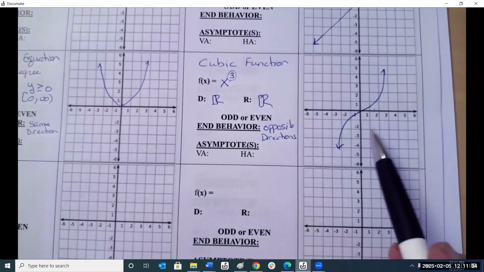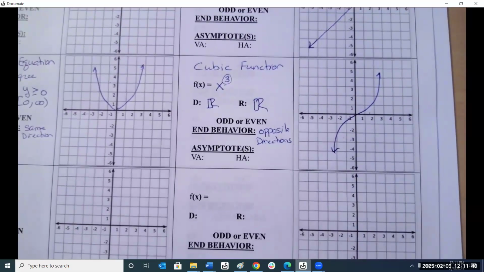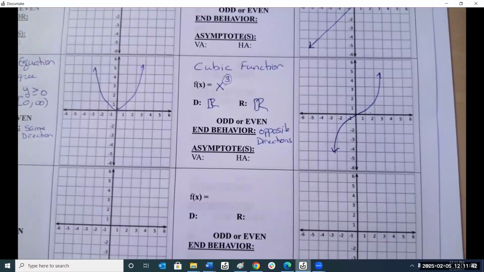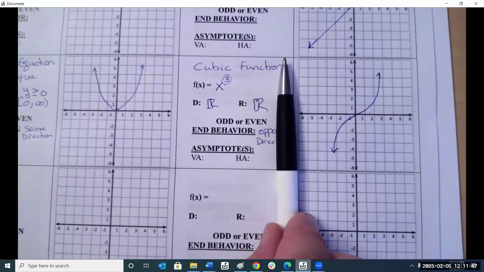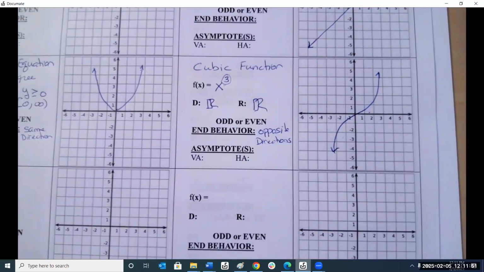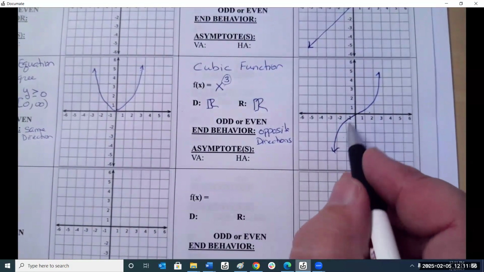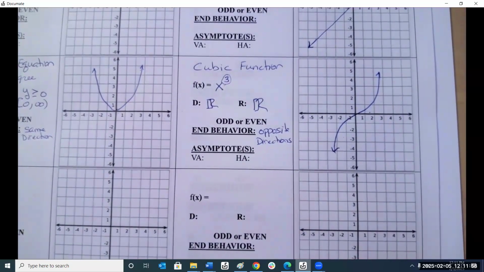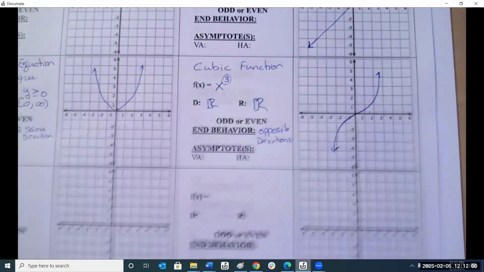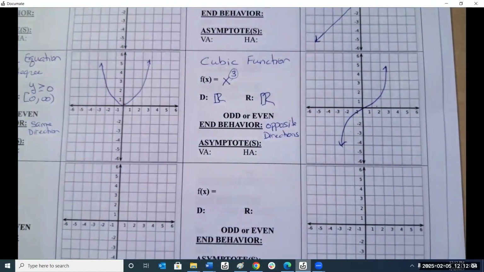Is this an increasing or decreasing function? Or both? Why? Because starting from left to right, it's going up. Exactly. As you go from left to right, the graph is always going up. So it's always an increasing function. Because if A is positive, it's an increasing function. If A is negative, it switches. And they have to point opposite directions.